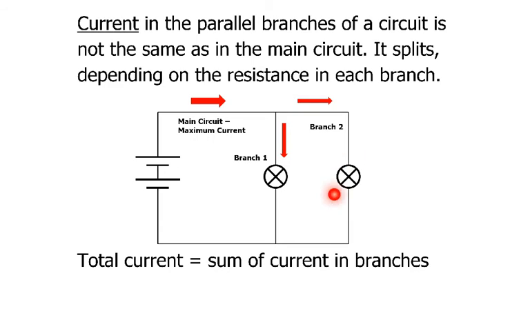I just went with two identical lamps here, so that the current would split evenly. Half of it goes this way and half of it goes that way, since the resistance is the same in both branches. So it splits, half the current here, half the current here, assuming these are identical, and then it rejoins again, and down here you would have the full maximum current going back to the circuit. All right, so the total current is the sum of the current in the branches. Branch 1 plus branch 2 equals main circuit.